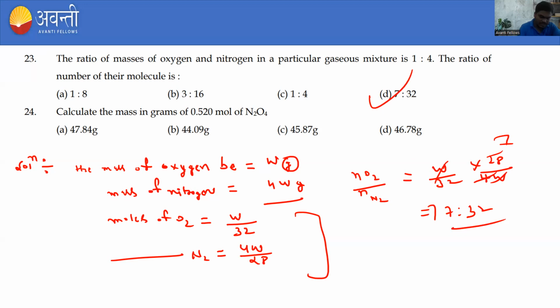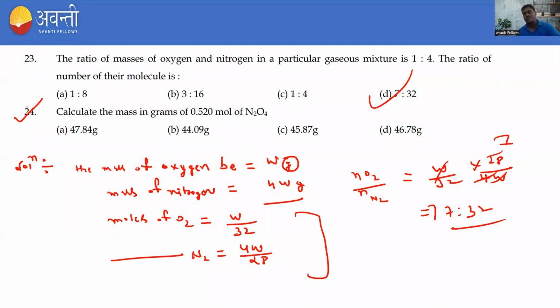Now, in the next question, you have to calculate the mass in gram of 0.5 mole of N2O4, right? So you have to calculate the mass of this N2O4. So how will you calculate? Can anyone tell me? Can anyone suggest? It's a very simple question.